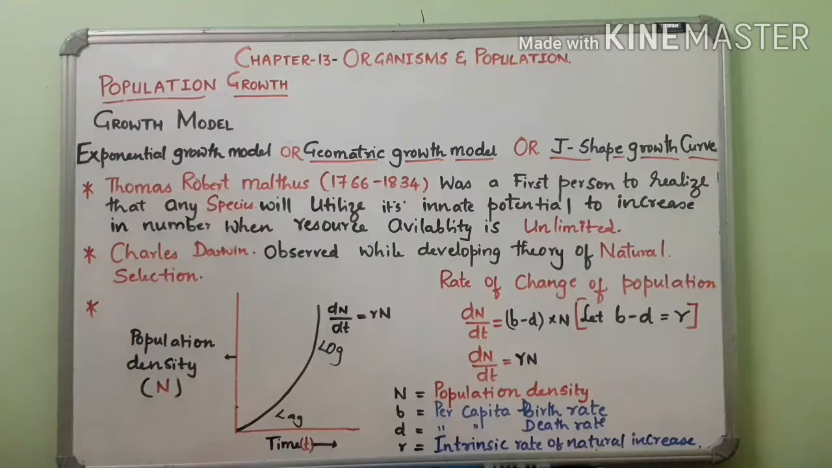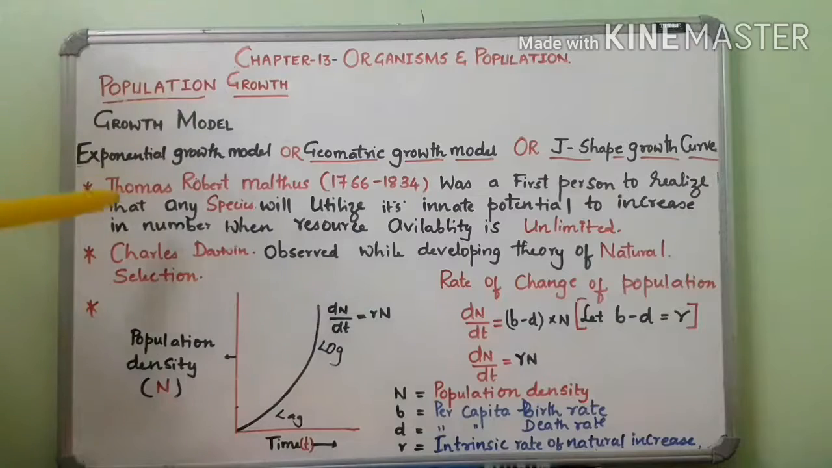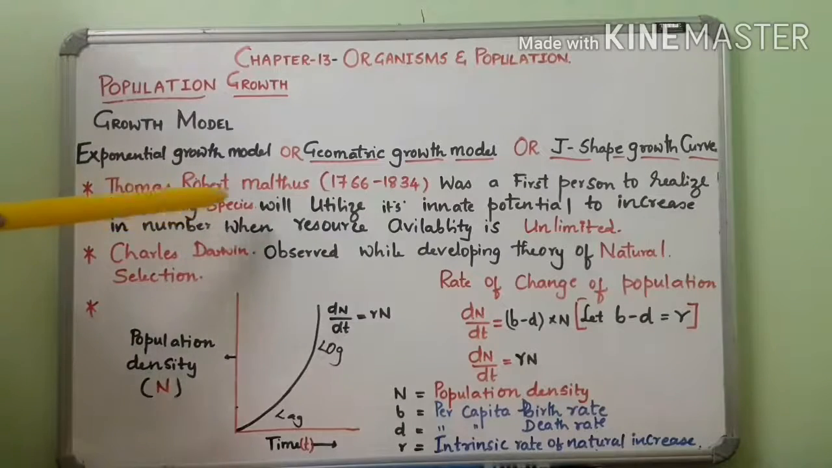According to Thomas Robert Malthus, any species will utilize its innate potential to increase in number when resource availability is unlimited.